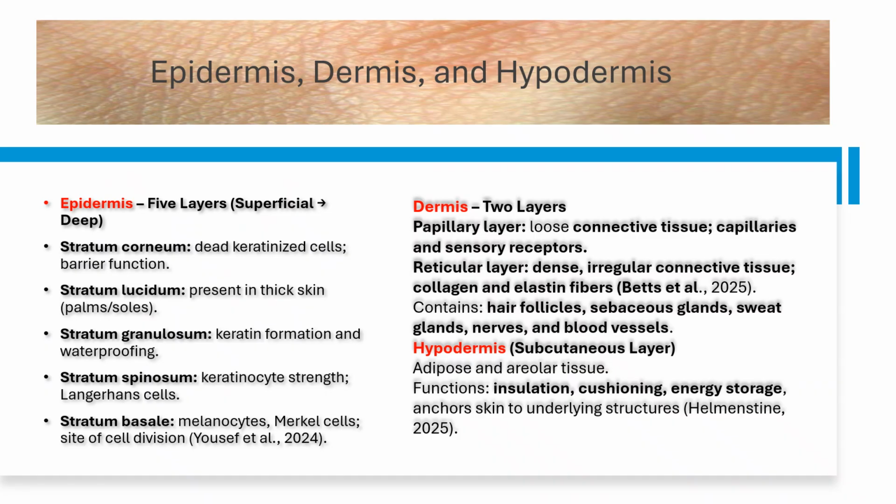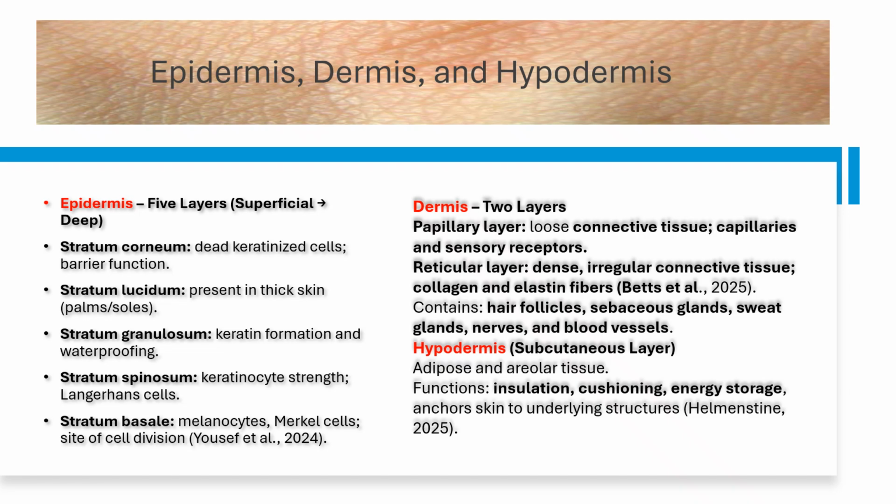Now we'll look more closely at the structure of each layer. The epidermis has 5 layers, arranged from superficial to deep. The stratum corneum is the tough protective outer layer. The stratum lucidum is found only in thick skin, like the palms and soles. The stratum granulosum helps form keratin and waterproofing. The stratum spinosum provides strength and contains immune cells. And the deepest layer, the stratum basale, contains melanocytes and is the site of continuous cell division.